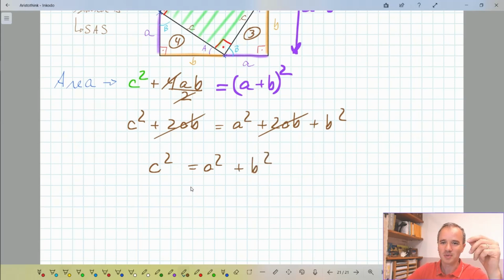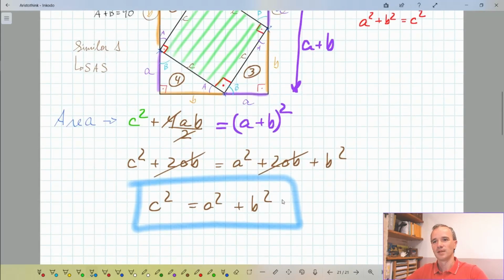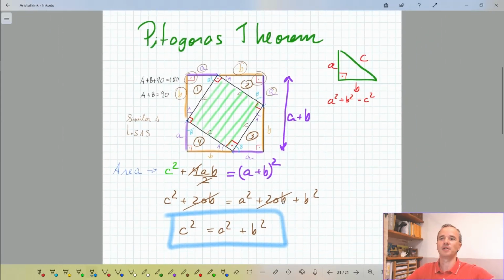I don't know about you, but that's why I tell you math is simply beautiful. So it's proved. You see? That's the big picture I wanted to show you. This is the Pythagoras Theorem. Proved it. Hope you like it.